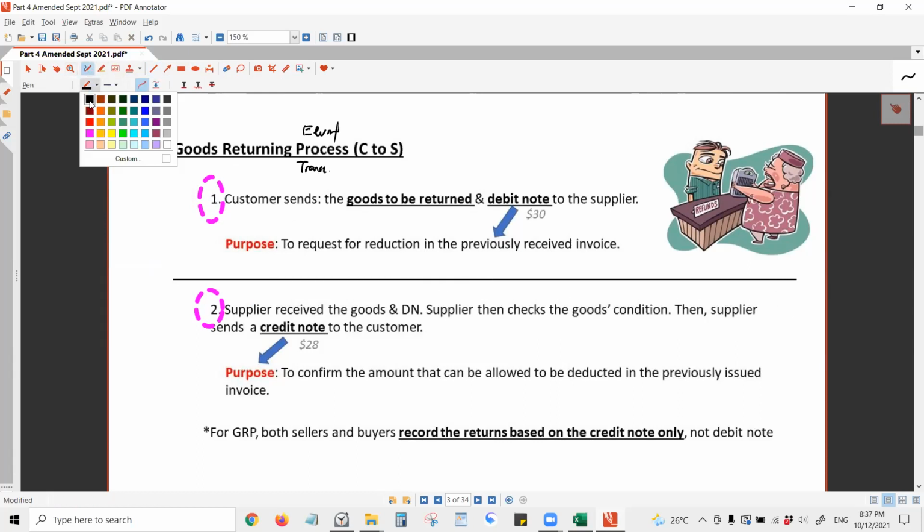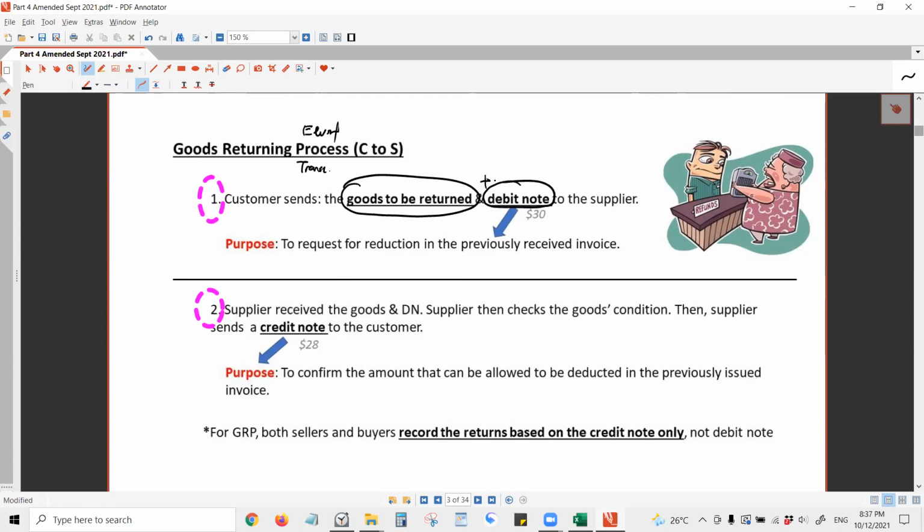For the first stage, customers would send the goods to be returned along with a debit note to the supplier. In the first round of goods returning, you will see customers send both the goods to be returned and also the debit note to the supplier. You should understand why, because the customer wants to return goods. So customers send the goods to be returned. So what is the purpose of the debit note? Let me tell you the reason.